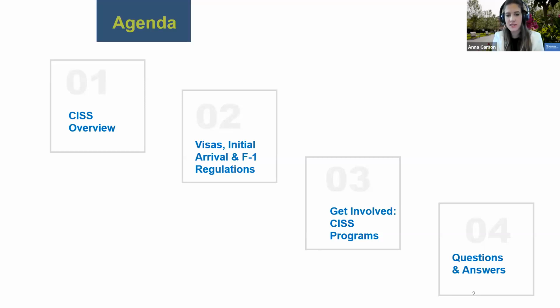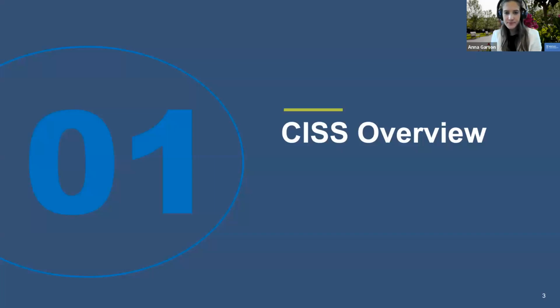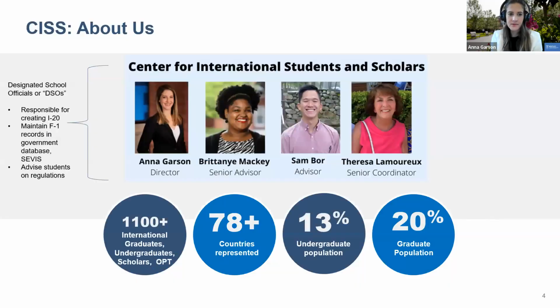I just noticed in going through this agenda, it's probably good for me to mention that our office is called the Center for International Students and Scholars, but we do often use the acronym CISS. So you're welcome to call us in that way as well. And that's what we'll use to call ourselves moving forward in the presentation. Great. So this is our team.